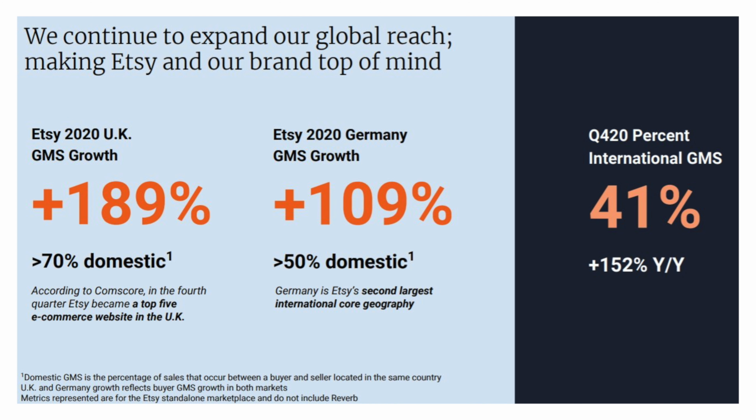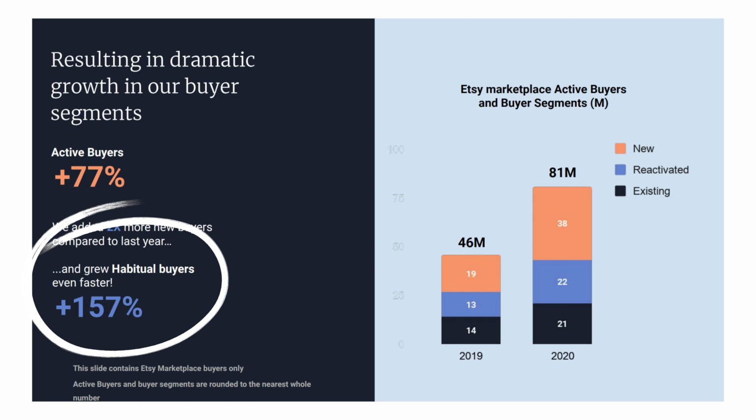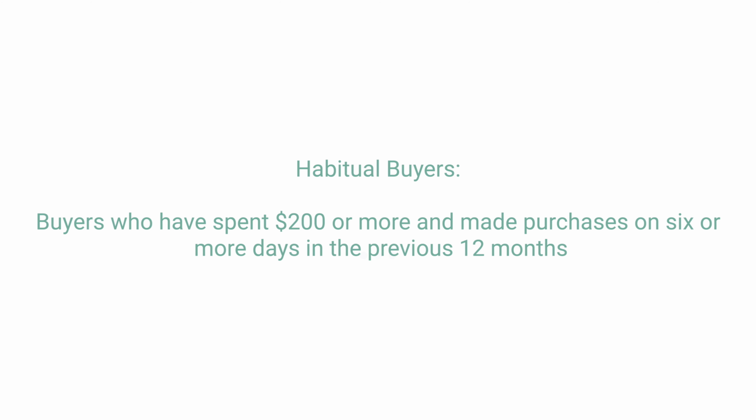Obviously I don't want to analyze Etsy too much here, but just to provide one more example of what investors could look for when reading the press release and the presentation: the number of habitual buyers on Etsy's platform increased by 157%, which is also excellent news to investors. Etsy defines habitual buyers as buyers who have spent $200 or more and made purchases on 6 or more days in the previous 12 months. Obviously this development massively increases the lifetime customer value of Etsy's customers.